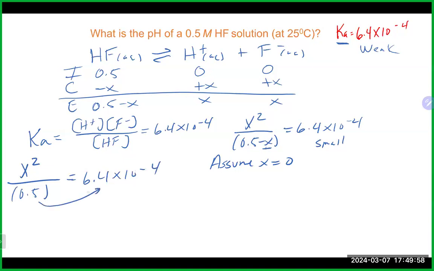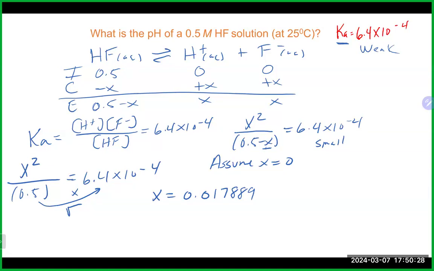I'm going to multiply to the other side and then afterwards take the square root, in that order. And we're going to go 6.4 to the minus 4 times 0.5. Then do a little square root action here, and that's going to give us an x value of 0.01789. Remember, though, that when we do make the assumption, we should always check it, right?